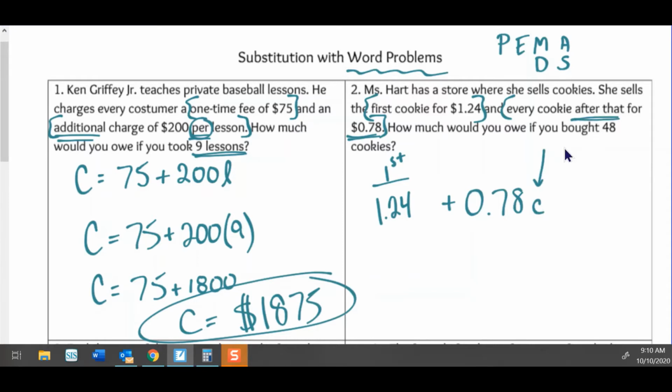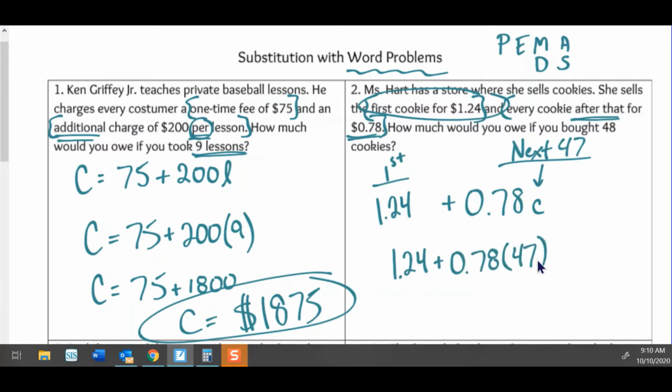So how much would you owe if you bought 48 cookies? You might be thinking that you want to put in 48 there, but really we've already paid for one cookie here. That's the first one. We're really paying for the next 47 cookies here. So it's $1.24 plus 78 cents times 47.